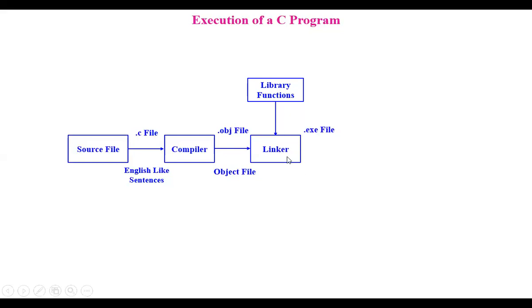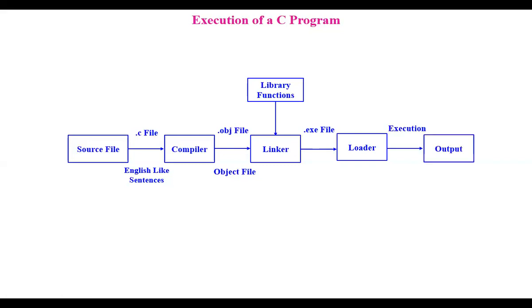After checking these header files, the linker creates one executable file, .exe. It is an executable file, and this is given to the loader. So this file is executed, and here we get the output. The system takes this exe file, and its execution gives you the required output.